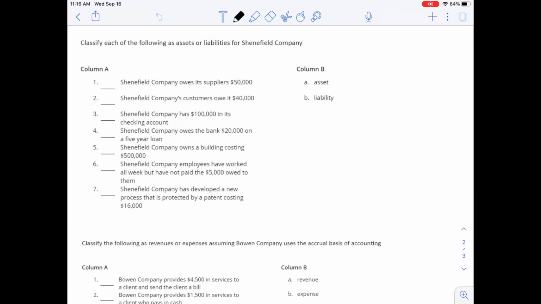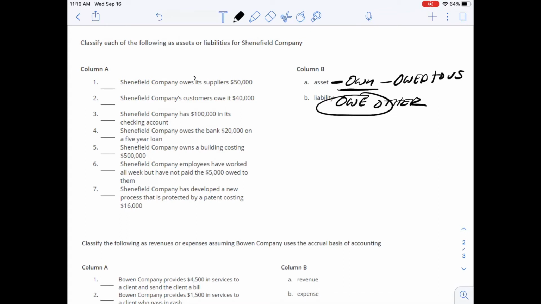Now let's look at the next questions, where they're asking us to define items as assets or liabilities. An asset is anything that we own, that we can use and turn to cash, or that is owed to us. A liability is something we owe others. Again, a liability is what we owe others. An asset is what we own.